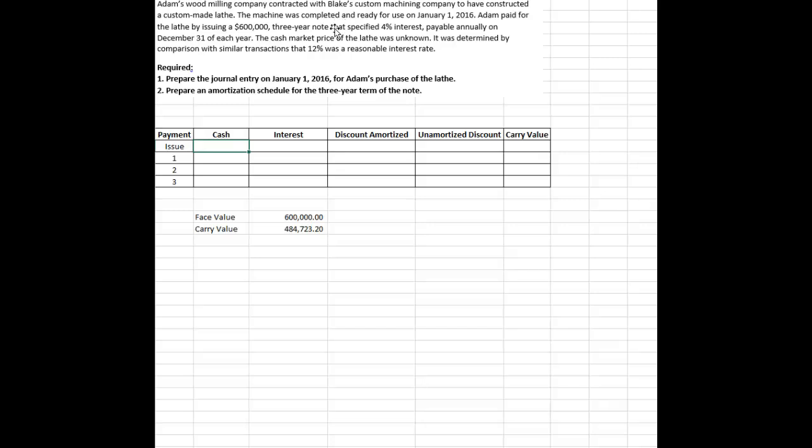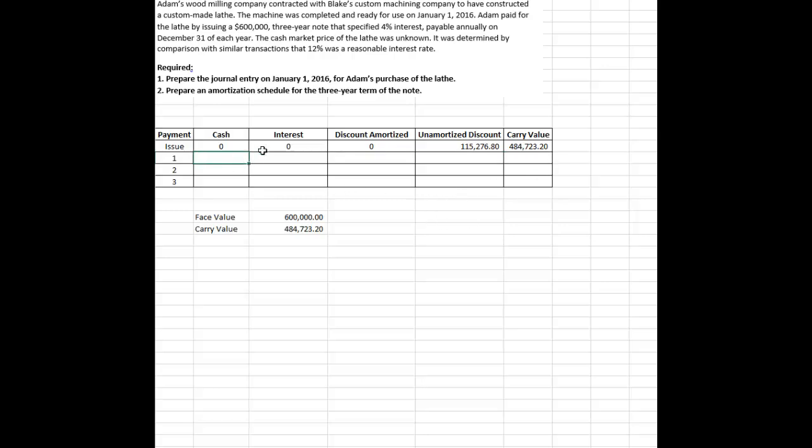When Adams Wood Milling Company enters into this contract, there's no cash that changes hands, right? We're issuing it, the issue date. No cash changes hands. There's no interest expense recognized by either party. There's no discount that's been amortized. But we do have an unamortized discount, and that's the difference between the face value and the carrying value. And the carrying value is defined, if it's a discount, as the face value minus that unamortized discount. If it's a premium, you add the unamortized premium. So there's the carrying value at issuance.